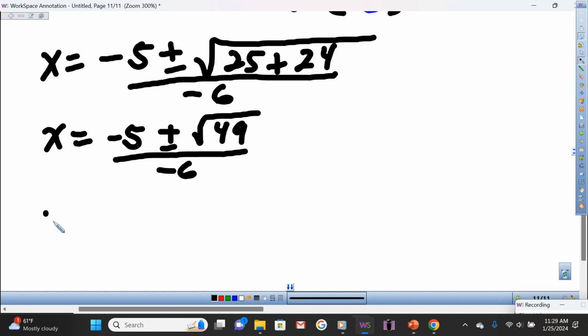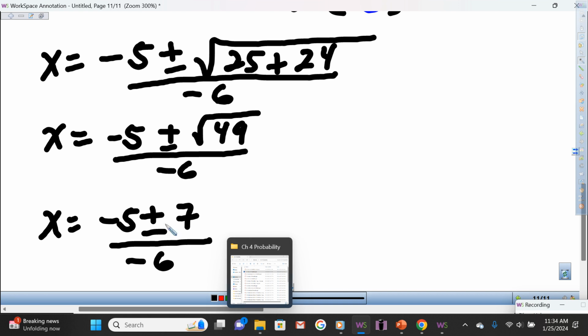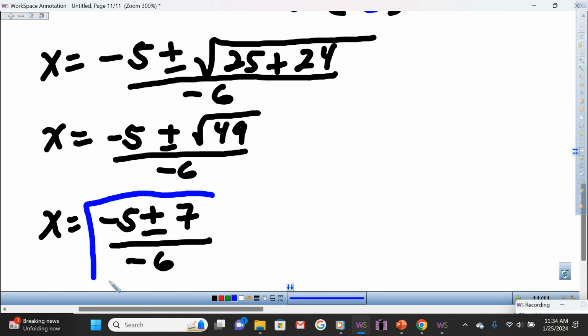All right. Continue. X equals -5 plus minus. What is square root of 49? 7 over -6. So now, look at this step right here. Can we simplify this fraction anymore, like dividing by 6? Not really, right? Because we can't divide 5 by 6 or 7 by 6. So at this point, pretty much we are done.